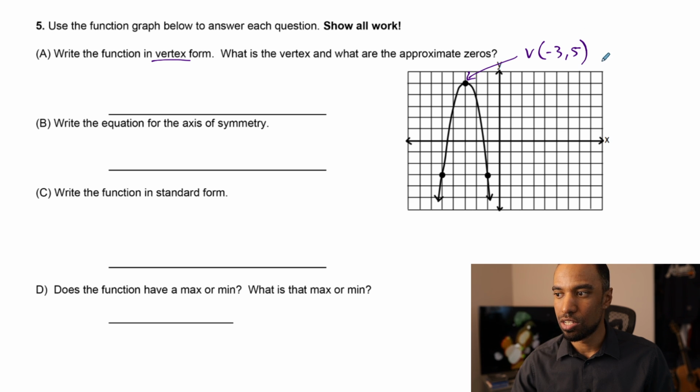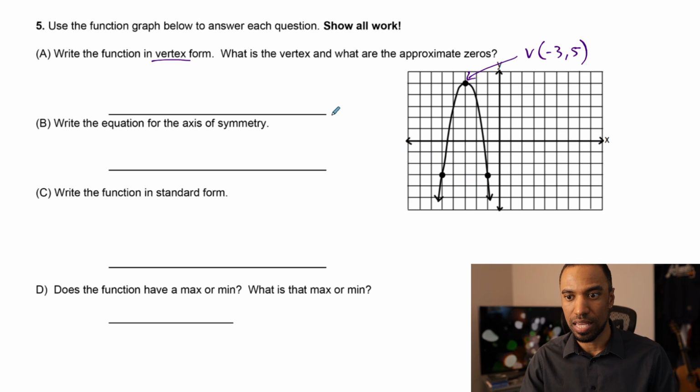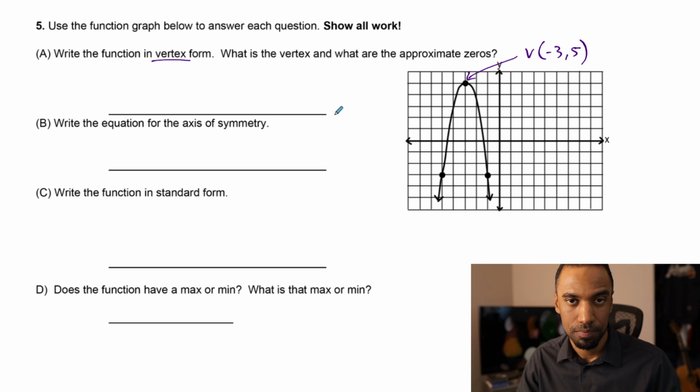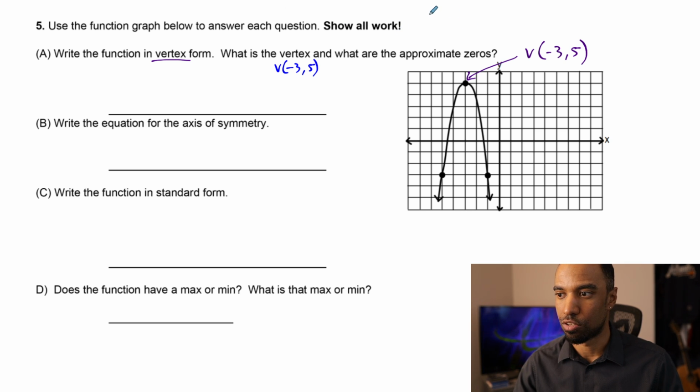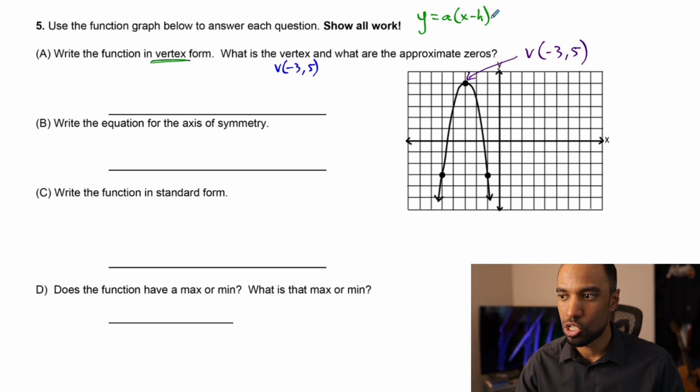And what you got to do now is determine what the a value is for the stretch factor. Here, let's do this. The vertex is at -3, 5 right here. You got to figure out the a value, the stretch factor, to write this equation, right? If we are going to write this in vertex form, we need some sort of y equals a times x minus h quantity squared plus k, all right?